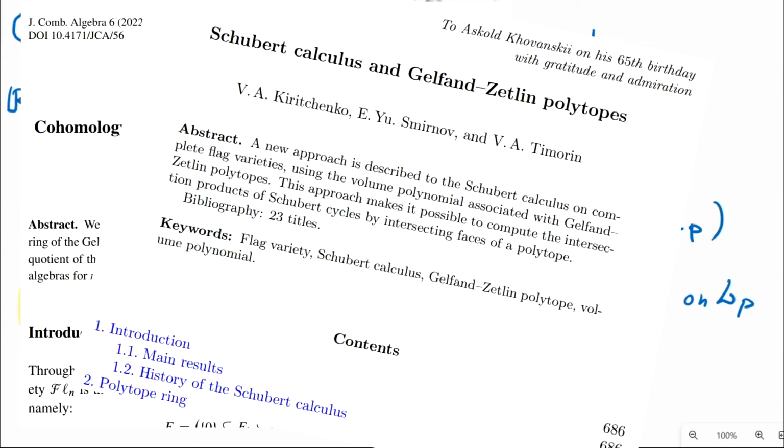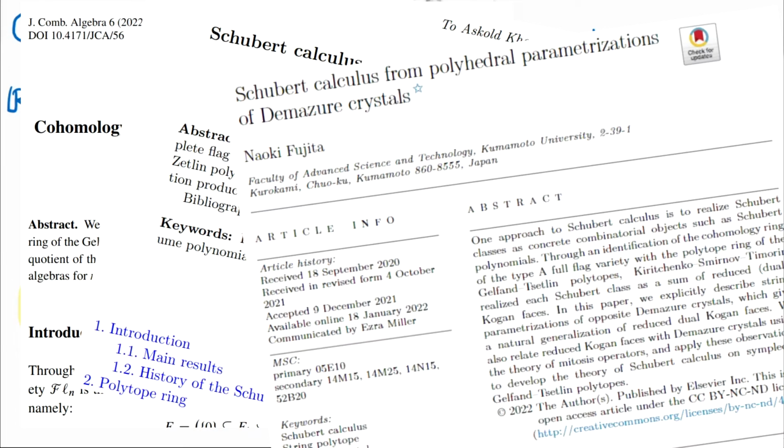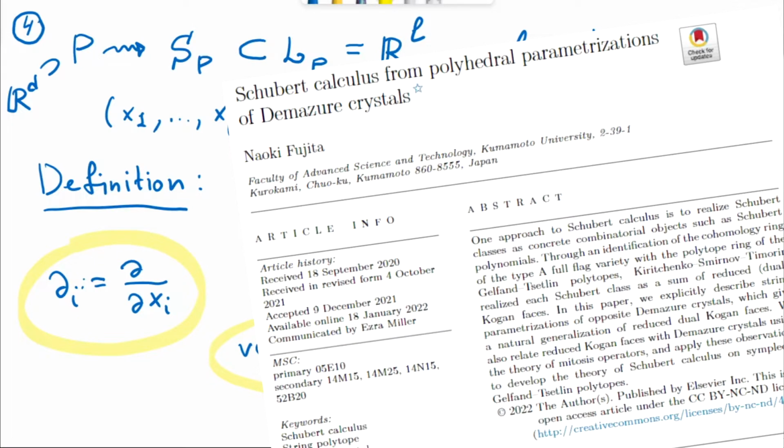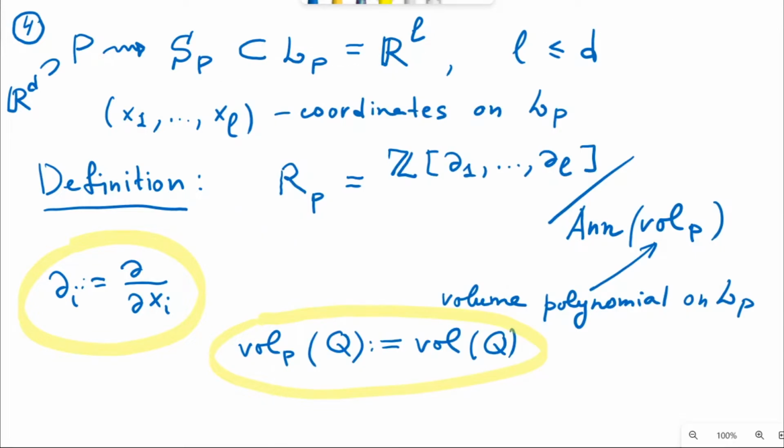There is also a paper by Khovanskii-Pukhlikov and Elise Villela. And in my talk, I will mostly focus on the paper by Naoki Fujita. I will retell his results from a more geometric perspective. Naoki uses representation theoretic considerations.